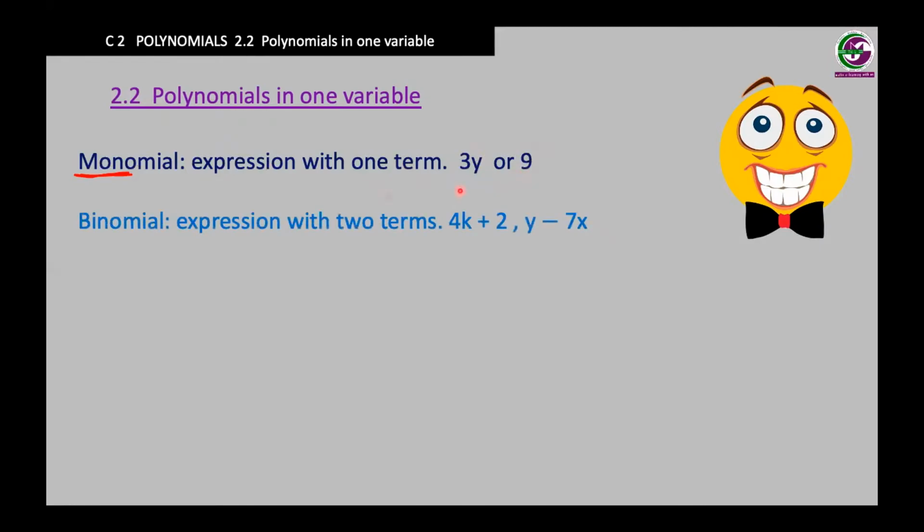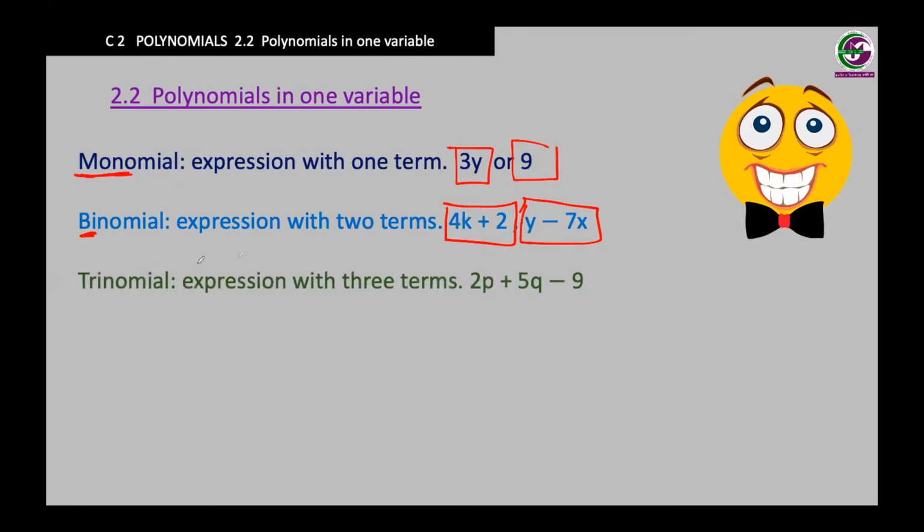Next one, binomial. What's the meaning of binomial? Bi means there will be two. So a binomial is an expression with two terms. So here you see this is an expression, 4k plus 2 terms. So this is one expression with two terms, and this is another expression with two terms. So this is one binomial and this is another binomial. This is one monomial and this is another monomial.